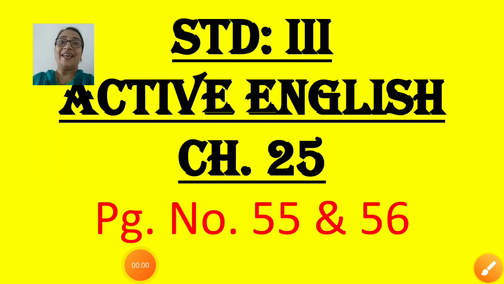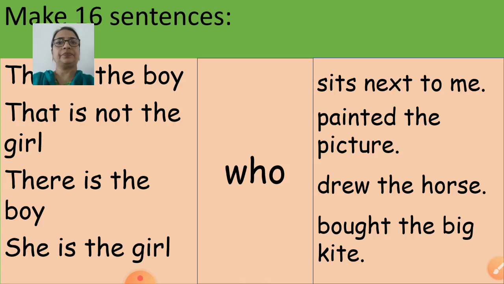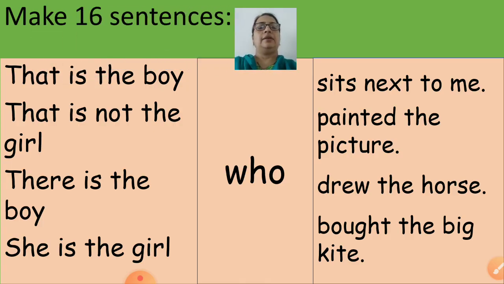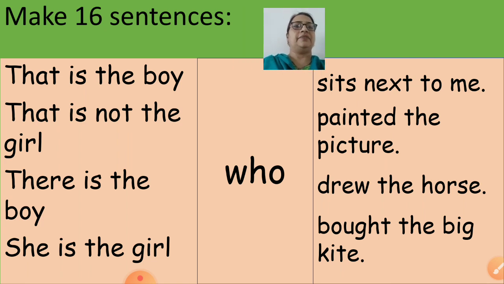Sairam children. So today in active English class we are going to study chapter 25. So come on, open your books. Just see page number 55. We are going to cover both the pages 55 and 56. See, your favorite activity is given here. We are going to make sentences with the help of the group of words given here.